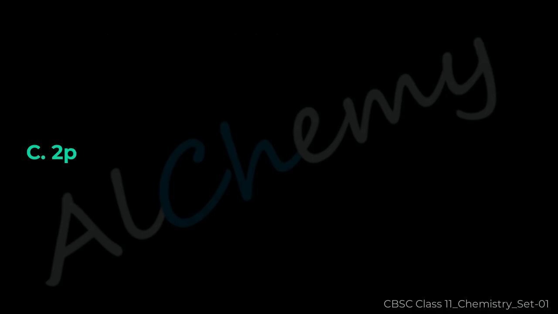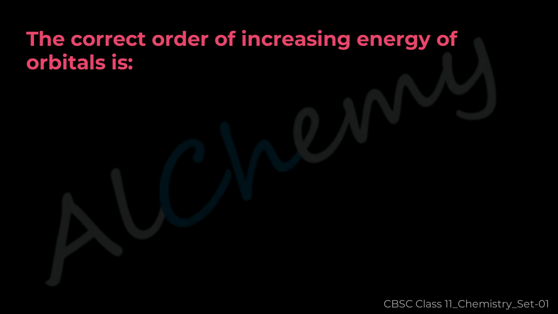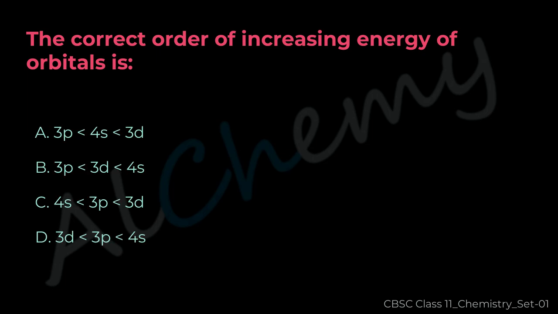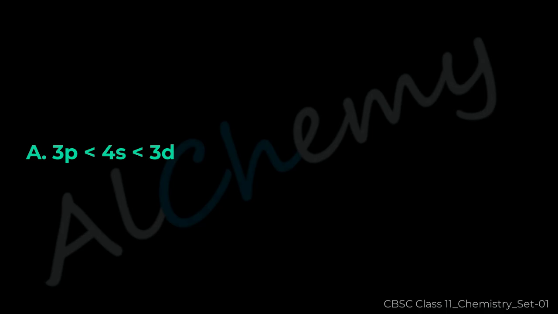2p. Question 9. The correct order of increasing energy of orbitals is A. 3p 4s 3d, B. 3p 3d 4s, C. 4s 3p 3d, D. 3d 3p 4s. The correct answer is A.